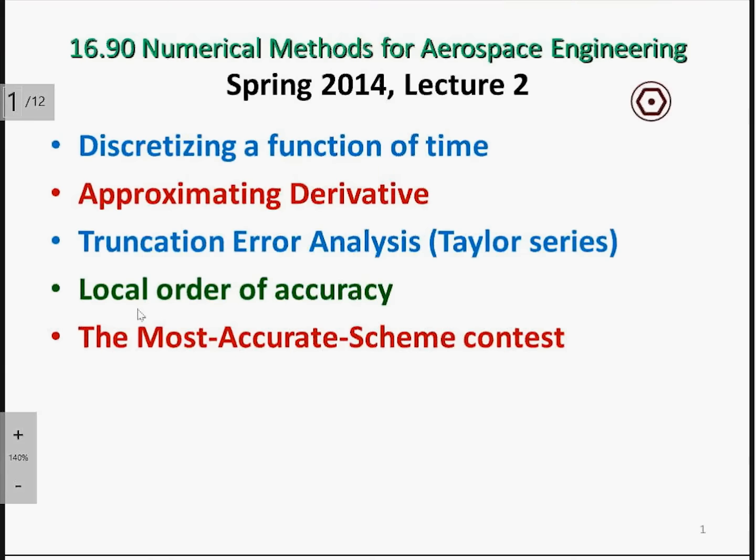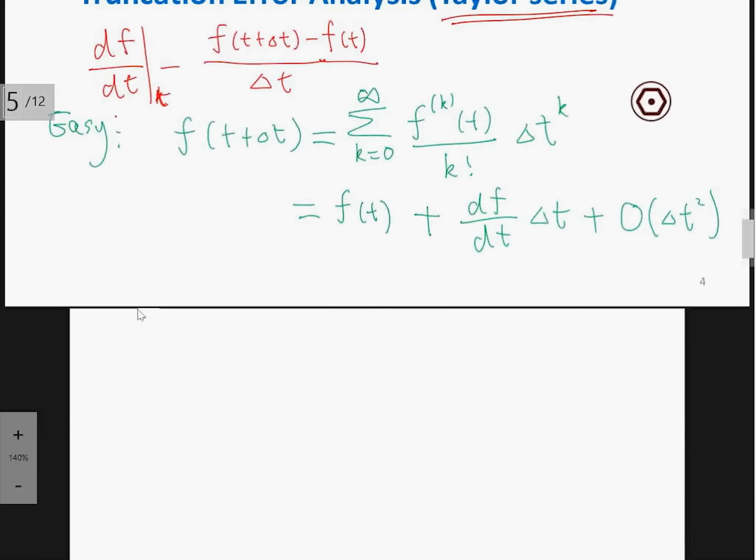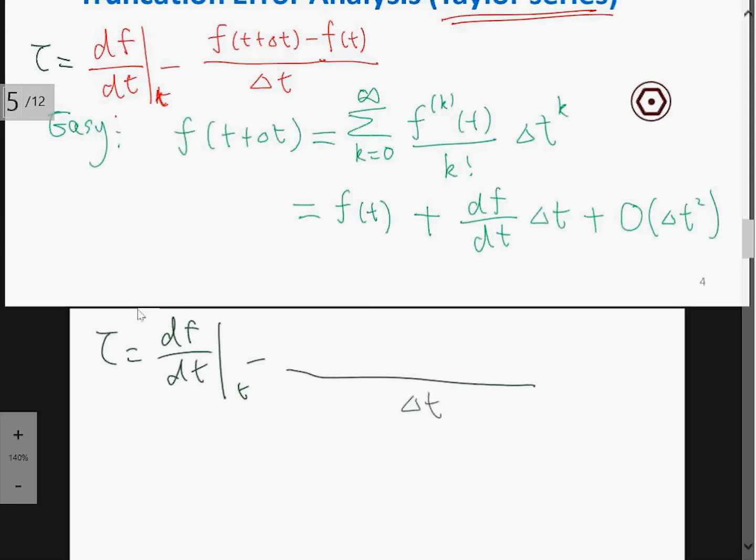Yeah, I actually don't know what to insert anyway. Okay, once we do this, we can plug this back into the truncation error we call tau. Tau is going to be df/dt at t minus something divided by delta t, and that something is, first of all, a Taylor expansion of f(t + delta t) minus f(t), right?